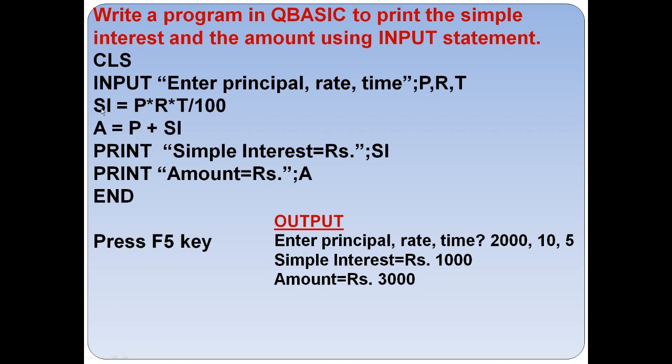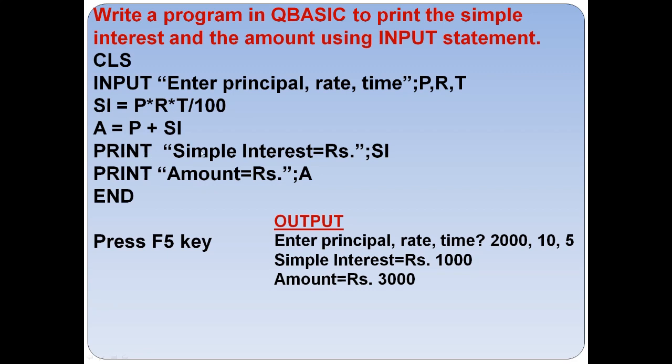Now we will write the formula of simple interest, which is equal to P multiply R multiply T divided by 100. This is the formula of simple interest. Now the amount formula is equal to principal plus simple interest. Principal is P and simple interest is SI.